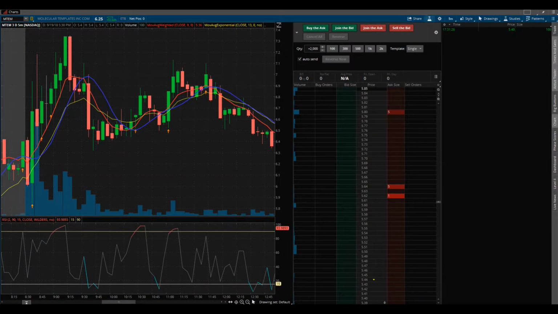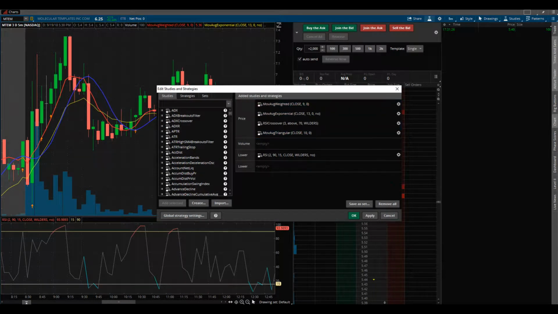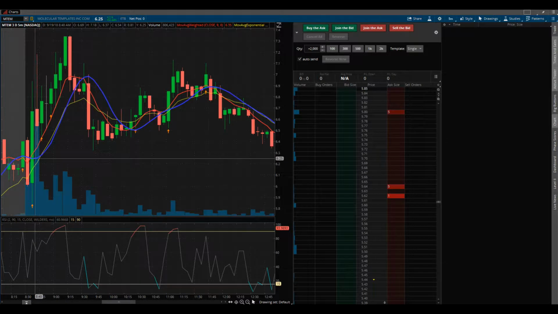So let's go back to our studies. We've gone over the RSI crossover, which is an entry indicator, the RSI histogram, which we're using as an exit indicator. Now let's look at these lines we have going on here. We've got 3 lines. We have our moving average triangular set to a 10 period. That's the blue line. We have our moving average weighted set to a 9 period. That is the red line or pink line. So let's look at them on the chart.